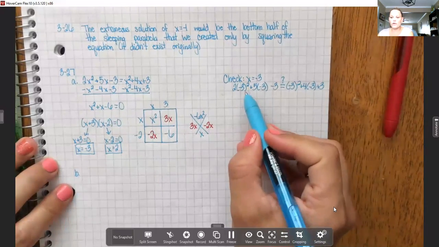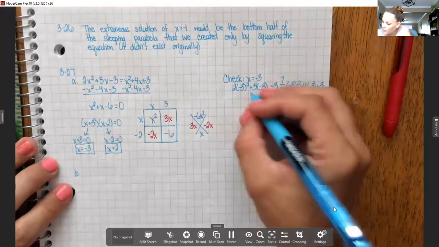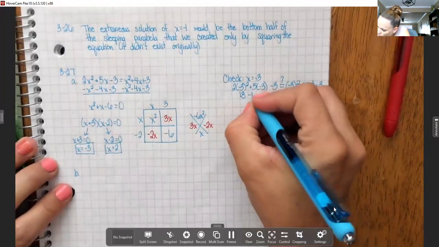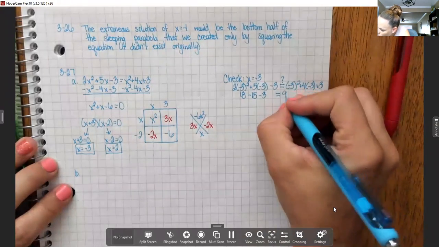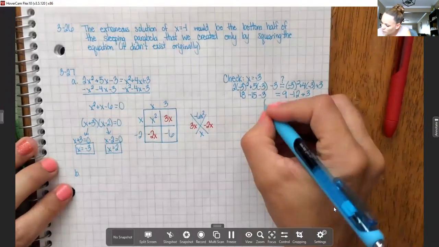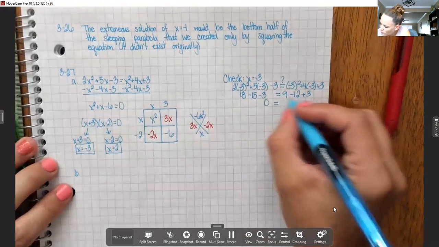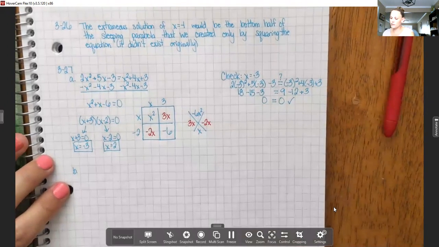So again, I just took -3 and plugged it in for x everywhere in this original equation. Remember your order of operations, you square this first. -3 squared is 9, times 2 is 18, minus 15, minus 3. Does that equal 9 minus 12 plus 3? 0 equals 0. So -3 works.